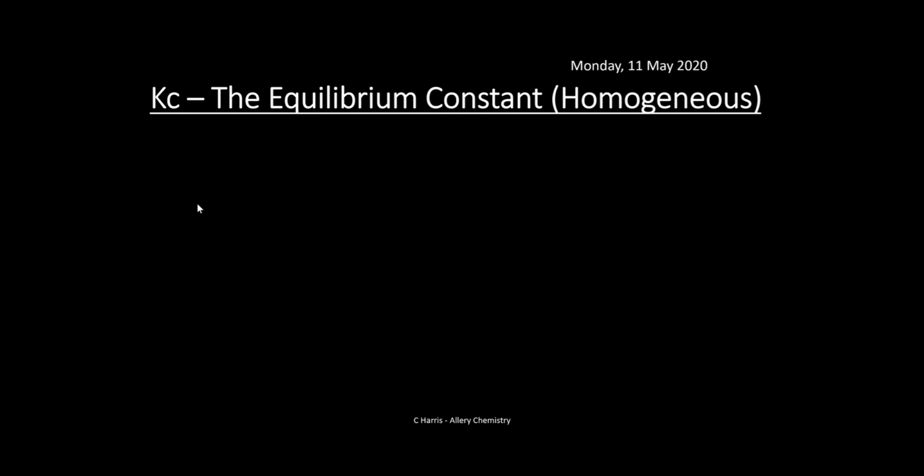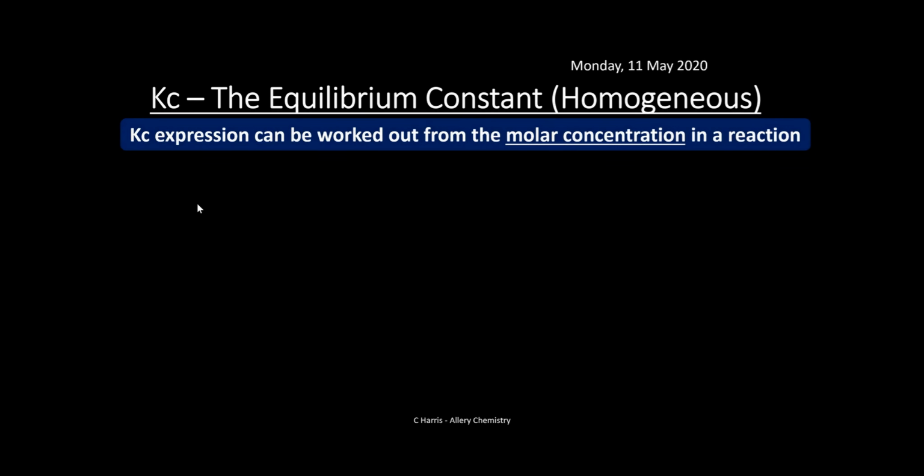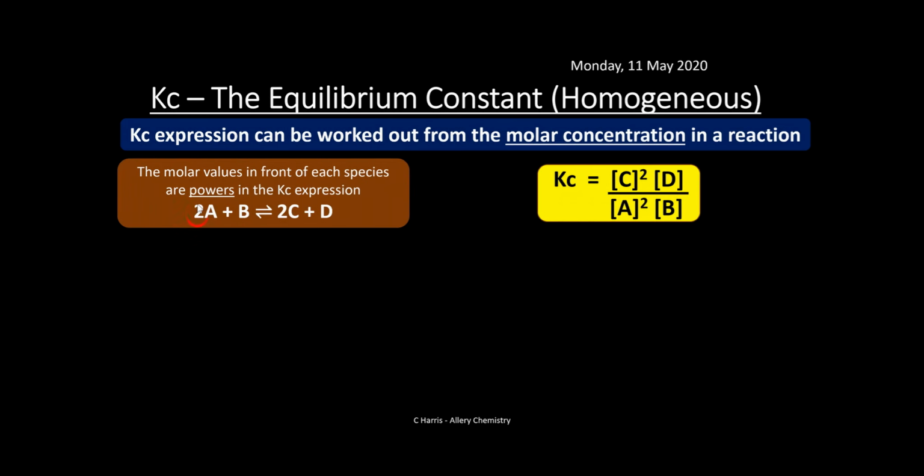Okay, so let's look at the Kc equilibrium constant for a homogeneous reaction. You'll see homogeneous in a minute, but homogeneous basically just means that everything is in the same state. So homogeneous, same state. The Kc expression can be worked out from the molar concentration in a reaction. So let's have a look at this particular example here.